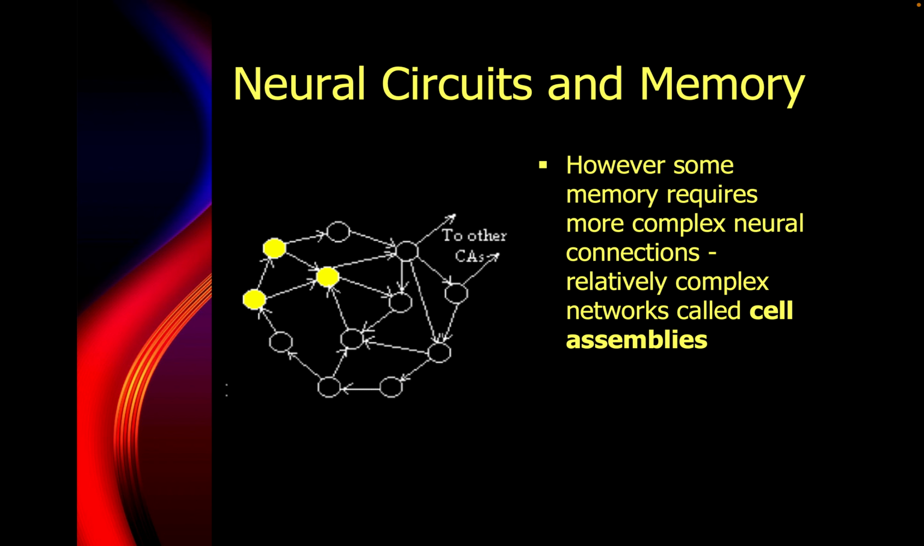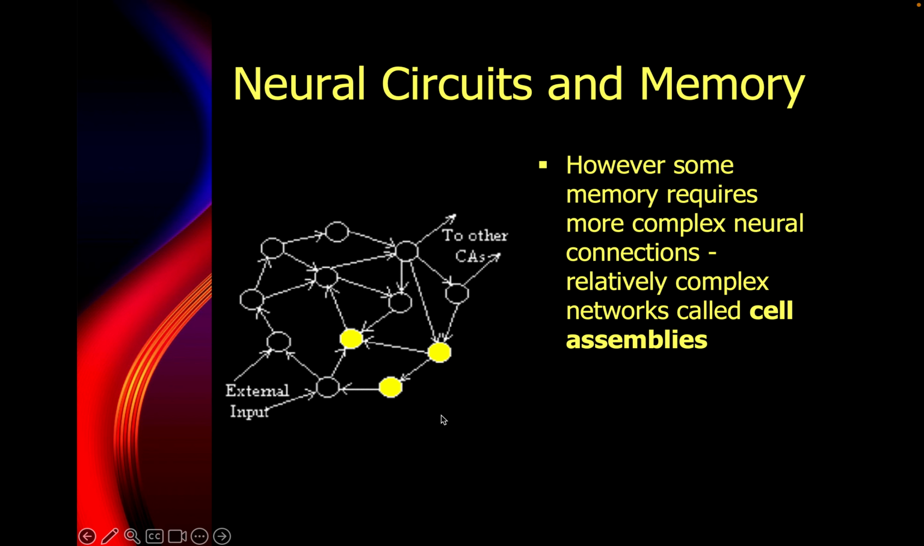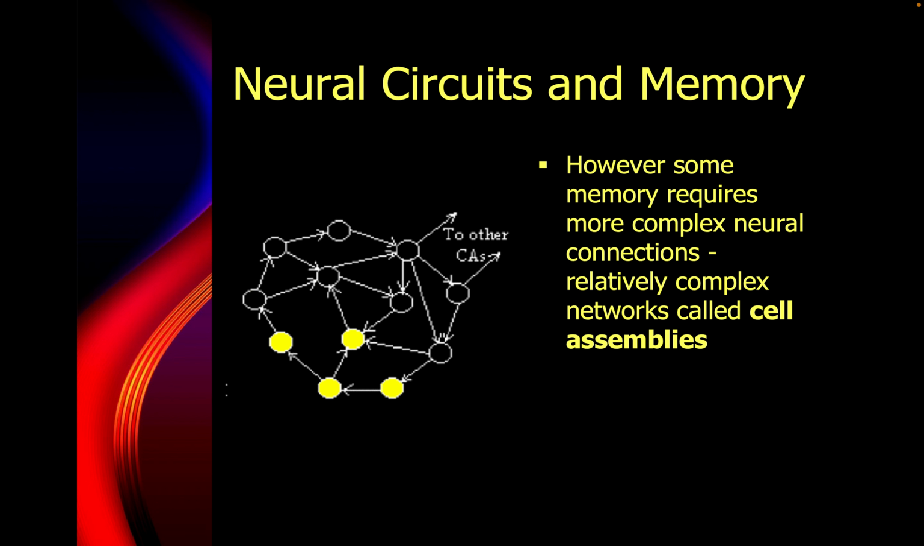However, some memory requires more complex neural connections, relatively complex networks called cell assemblies. And of course, this is what a cell assembly looks like. This is one of the reasons why when you're trying to remember something, sometimes you can't find the right cue. In order to find the right cue, you've got to find this spot right here. But there it is. Maybe you've got information that is this spot, and you've got to make all these connections before you can get to this spot. That's how it works, and this is one of the reasons why older individuals might have a difficult time finding these things because they don't have the right cues.